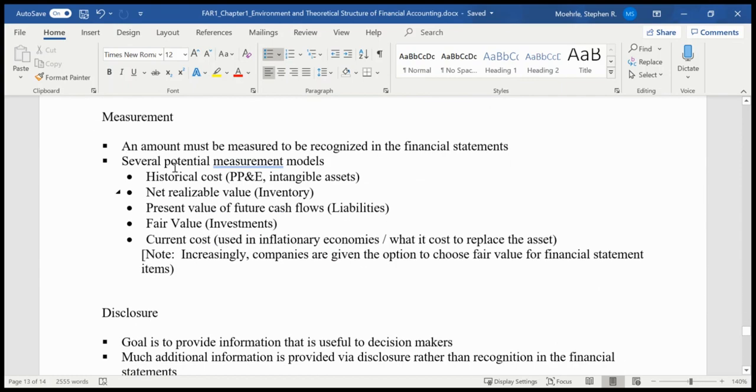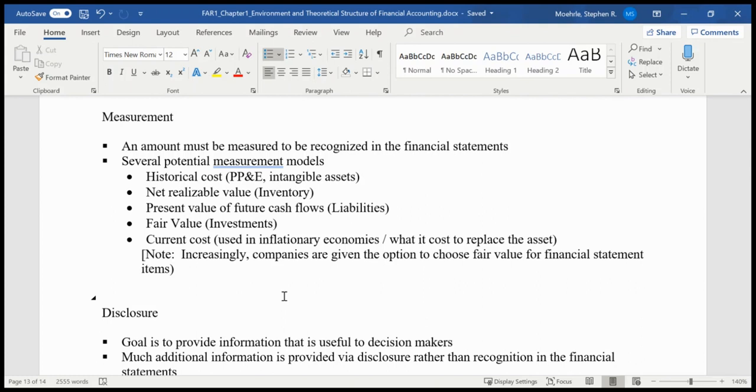Measurement, a little more on measurement. An amount must be measured to be recognized in the financial statements. There are several potential measurement models you're going to see in your upcoming courses. Historical cost is one of those, what was paid for the asset. Net realizable value. You're going to see that in a later module in this course. That's another potential measurement basis.